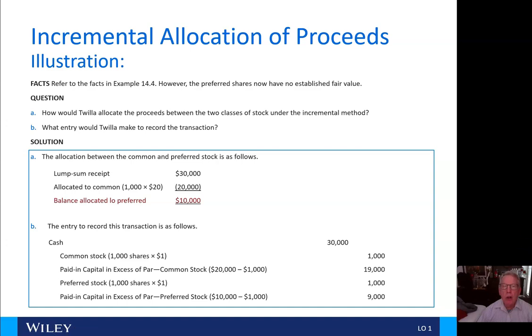Now, if we take a look at the incremental method, same situation as before. Here's our lump sum receipt, and in this case, the preferred shares don't have any established fair value. So what we do is take what we're going to allocate to the common, which is 20,000, and subtract it from 30,000 to get the difference being allocated to preferred.